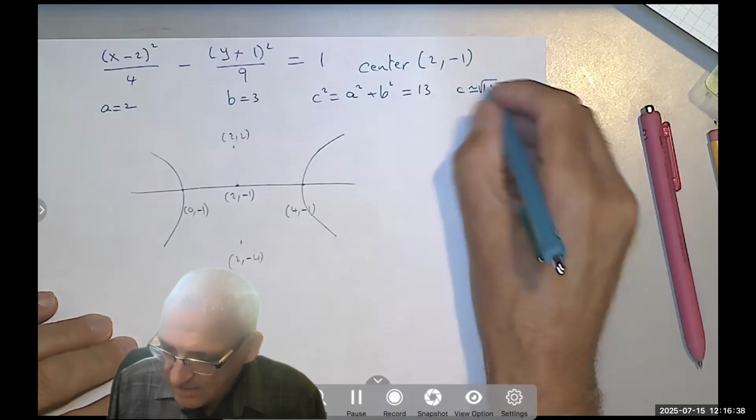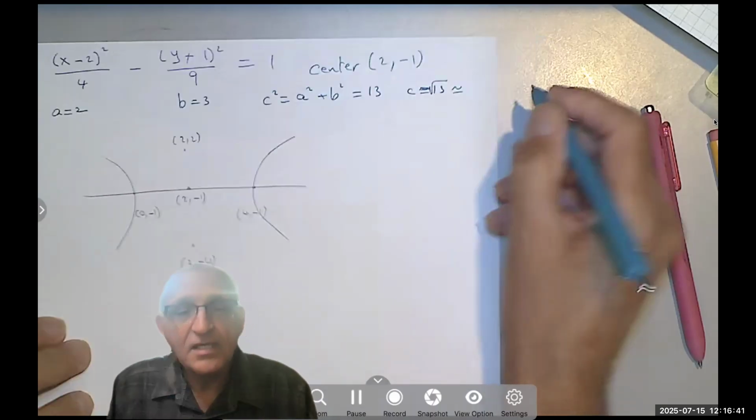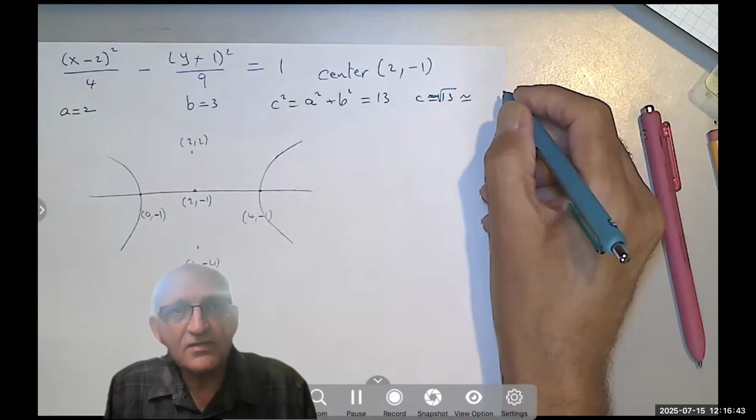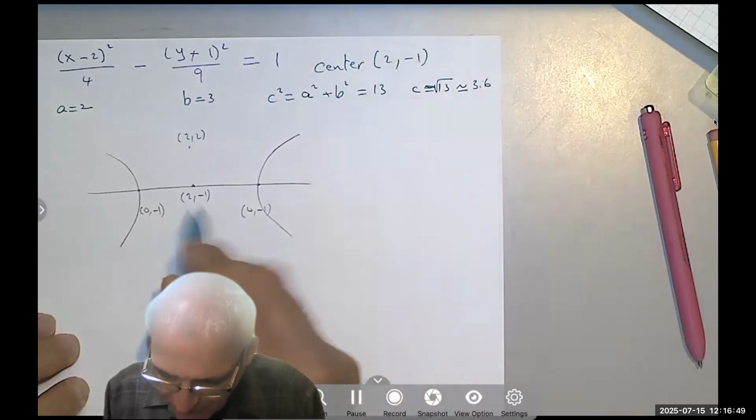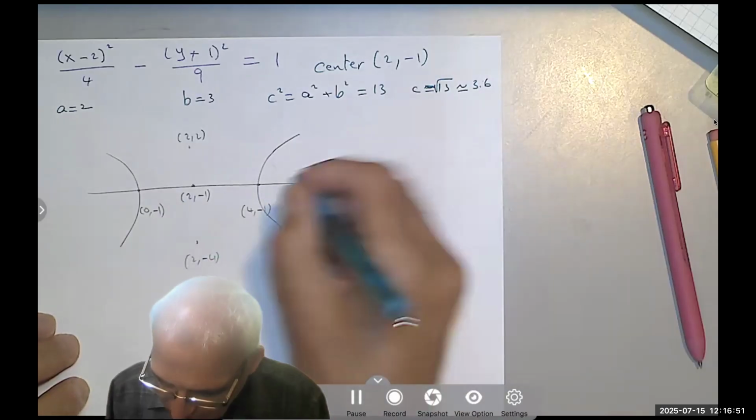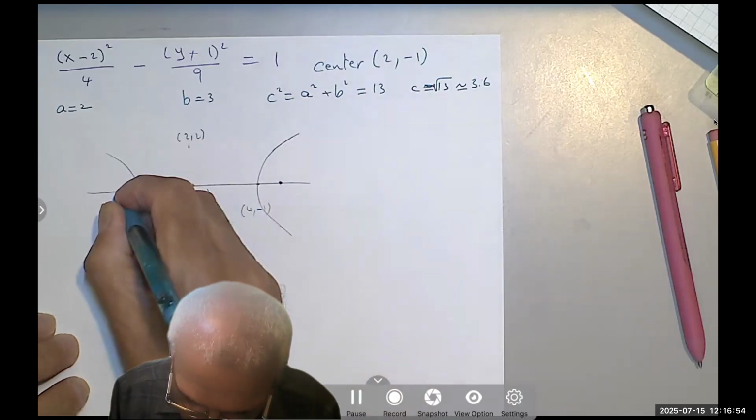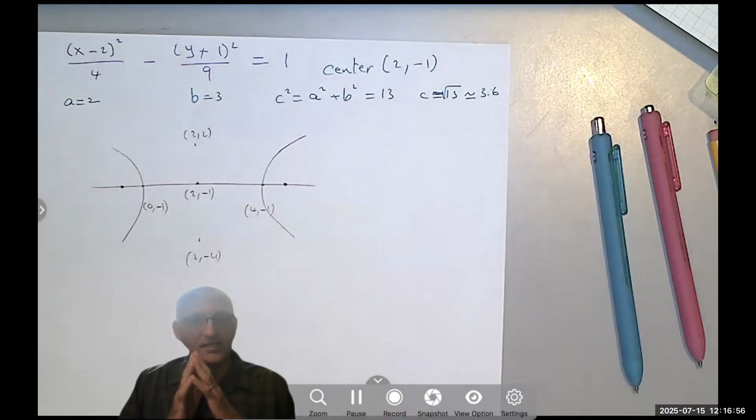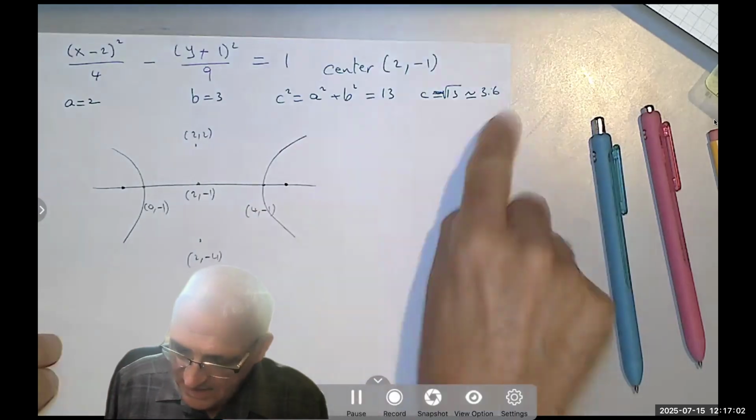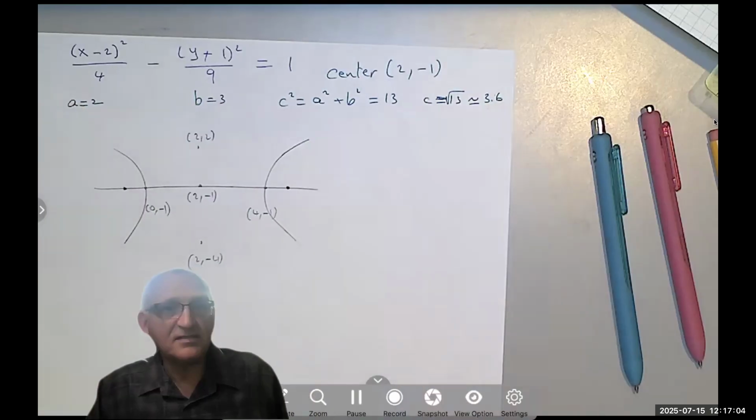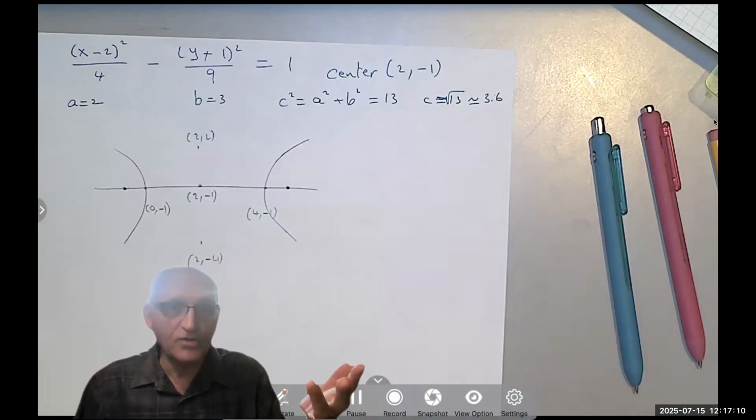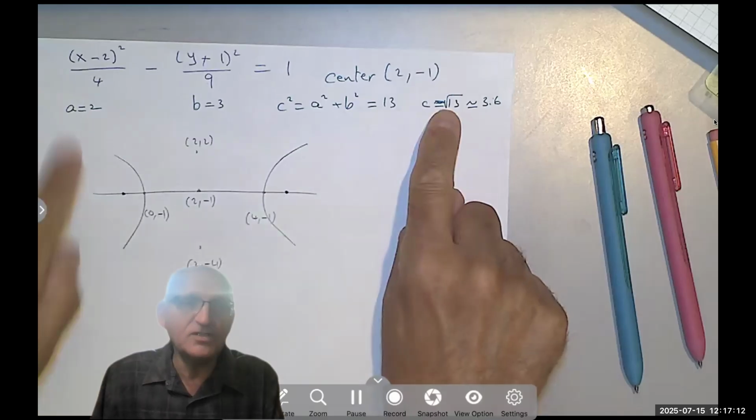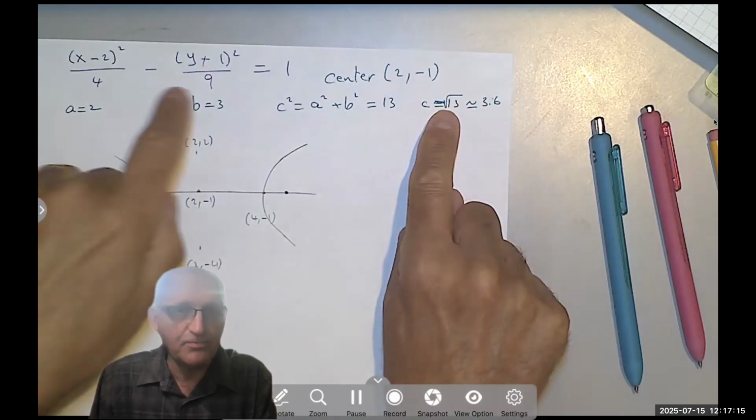Square root of 13, which is roughly 3.6, since 36 squared is 1296. So if you add 3.6, you get 5.6. So somewhere here, and then you subtract, you get somewhere there. These are the foci, right? And the eccentricity in this case is 3.6 over 2. It's 1.8. We said it always will be more than 1, of course, because this number will always be greater than a. We are adding a squared plus b squared.